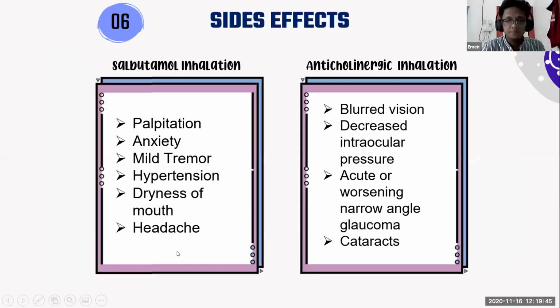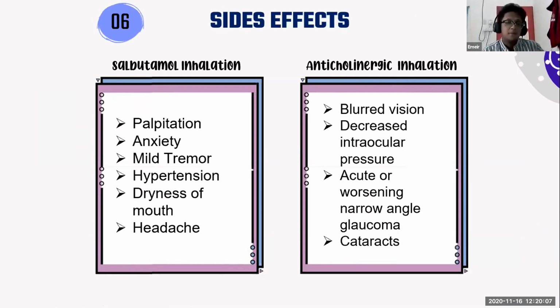Next, the side effects of the nebulizer. So, what are the side effects? Actually, the side effects are not caused by the nebulizer itself, but are due to the medication that is prescribed through the nebulization process. Firstly, salbutamol inhalation.